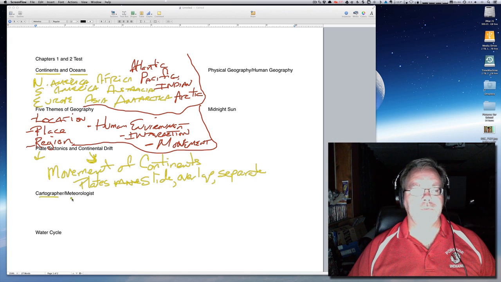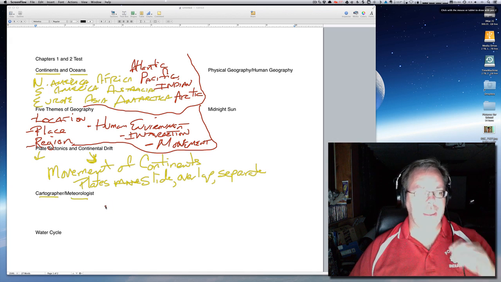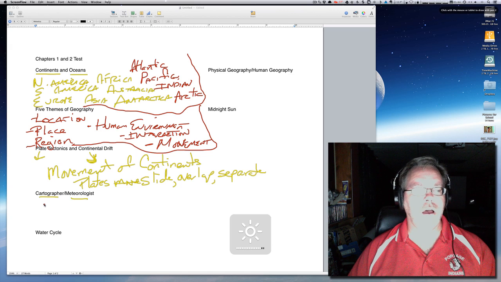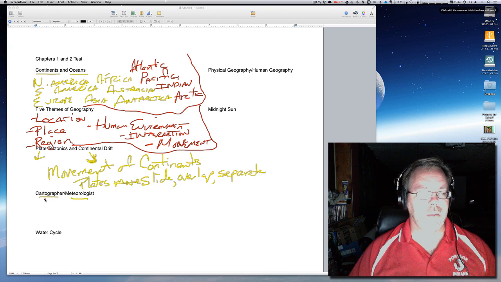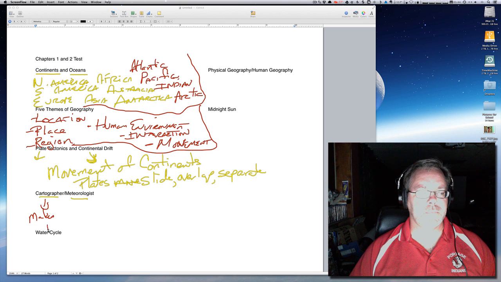Okay, there seemed to be some confusion today on cartographer and meteorologist and what they do. A cartographer is someone that makes maps, while a meteorologist is someone that studies the weather.